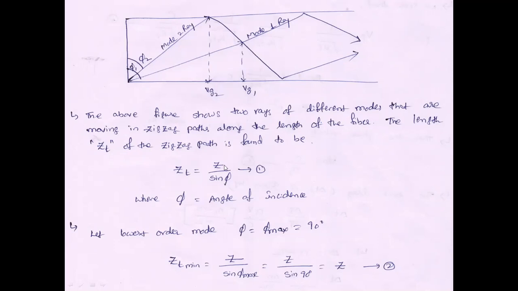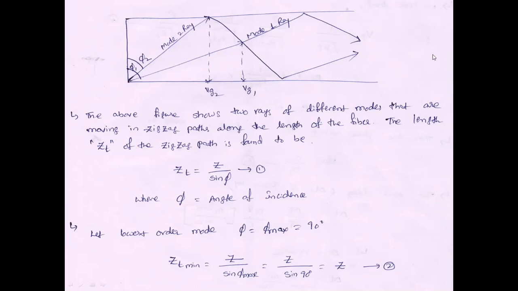General equation. What is meant by Z here? The total length of the fiber. What is meant by ZT? Zigzag path. Sin phi, where phi is the angle of incidence. Suppose for the lowest order mode, phi equals phi max, which is 90 degrees at the critical angle. Substitute here: ZT minimum for the lower order mode is equal to Z by sin phi max, that is Z by sin 90, which is equal to Z for the lowest order mode. At that time, the ray is a straight line path.